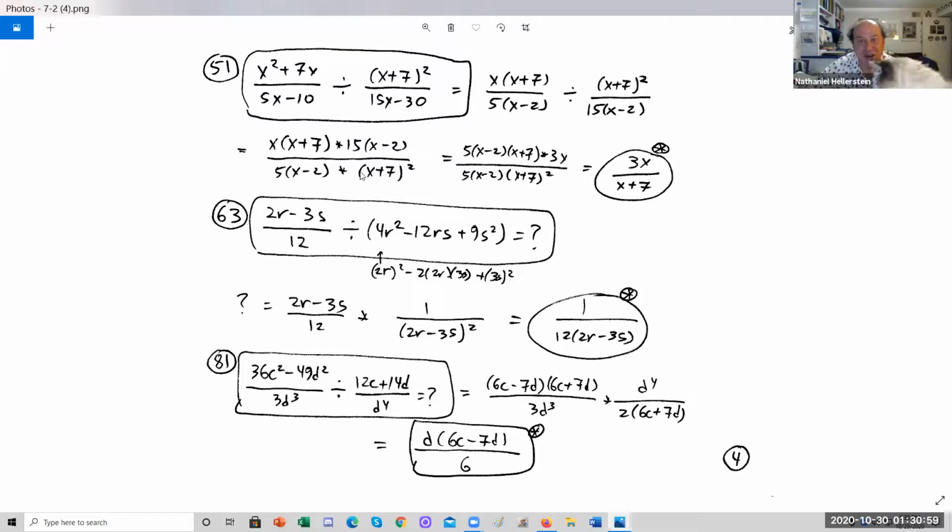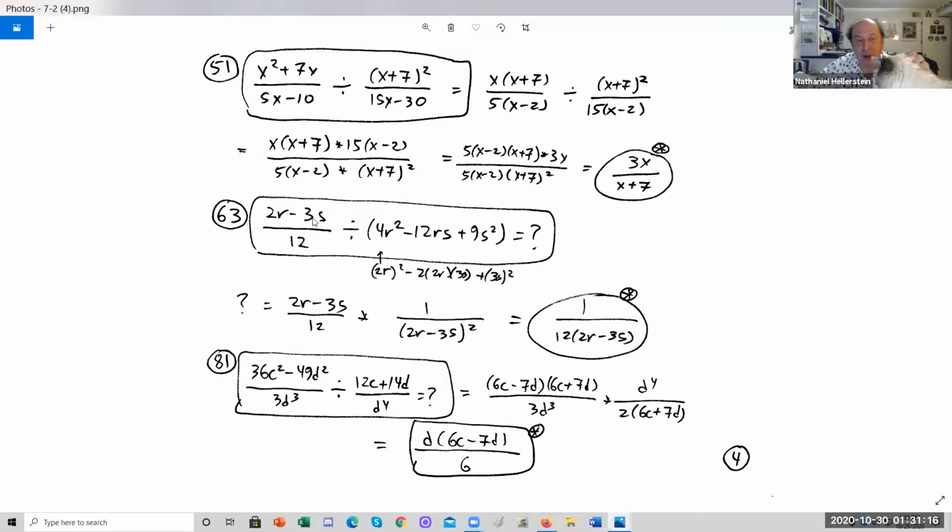All right, after some canceling, one of the x plus 7's goes away, but the other survives. The x minus 2 goes away. 15 over 5 leaves a 3. And we are left with 3x over (x plus 7). There.